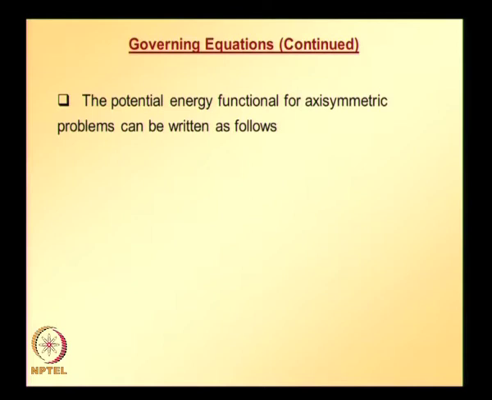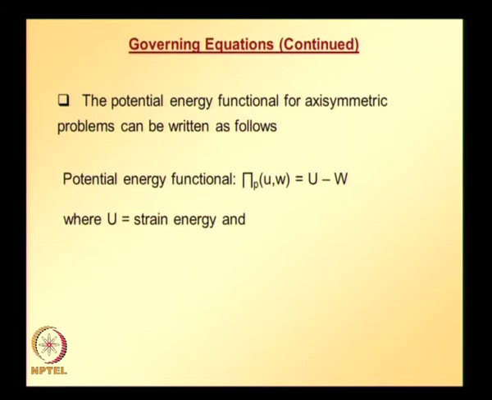So, the potential energy functional for axisymmetric problems can be written as follows: the potential energy functional pi is a function of u and w, where u is the displacement component in the r direction and w is the displacement component in the z direction. Pi is U minus W. The definitions of U and W are similar to those for plane stress, plane strain problems. U is strain energy, W is work done by the applied forces. Now we need to look in detail at how to calculate strain energy and work done by the applied forces for axisymmetric problems.